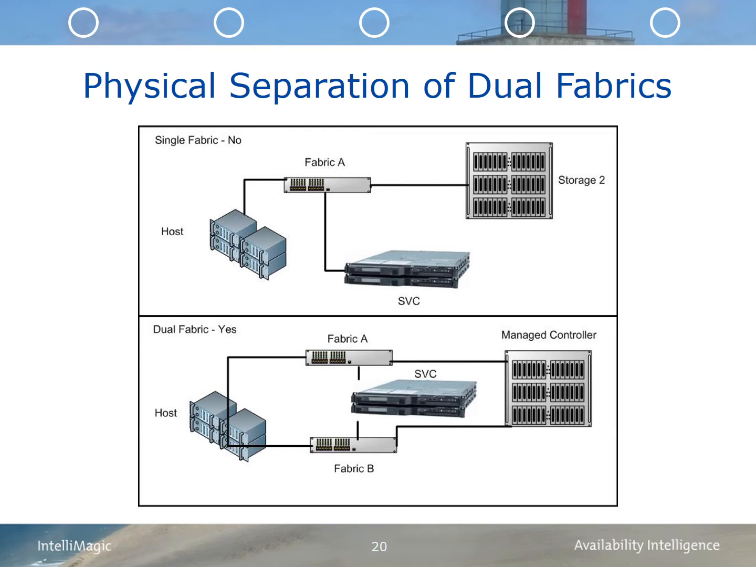In order to improve the availability, it's very important when designing your fabric to have dual fabrics. Each fabric provides connectivity from the host to the SVC. And should one fabric have a failure, the other fabric provides the redundancy required such that the host can still access the SVC. The top picture shows a single fabric with no redundancy. If the switch in fabric A should fail, there would be no way for the host to get to the storage controller or to the SVC. In the case of the bottom picture, we have two fabrics, fabric A and B. Should one fabric fail, there would still be a path through fabric B to the SVC.